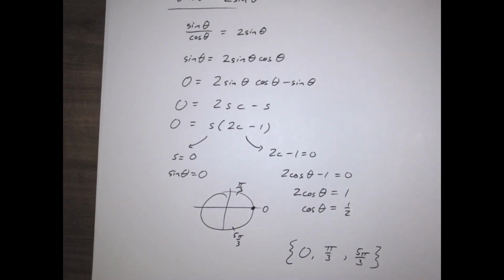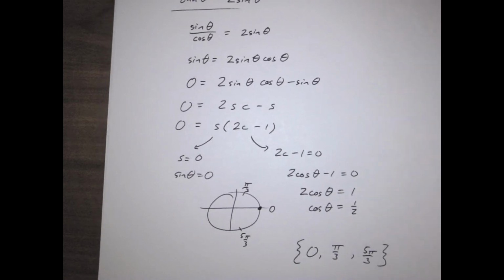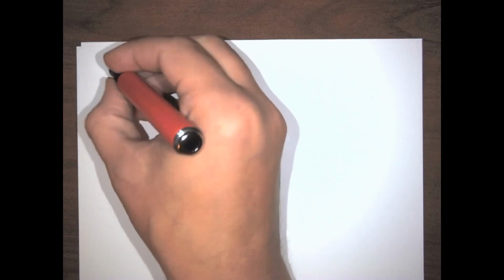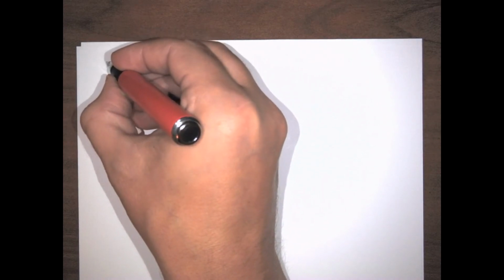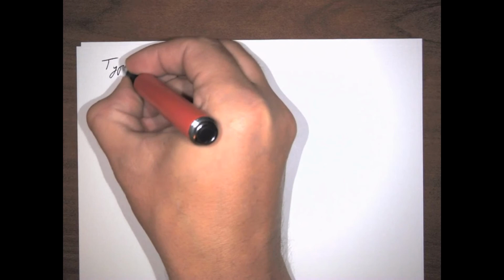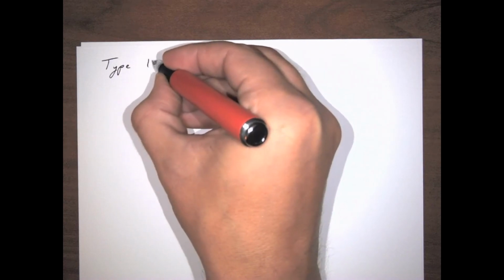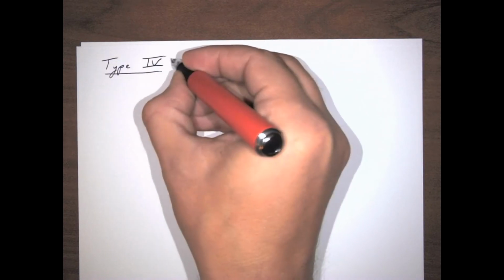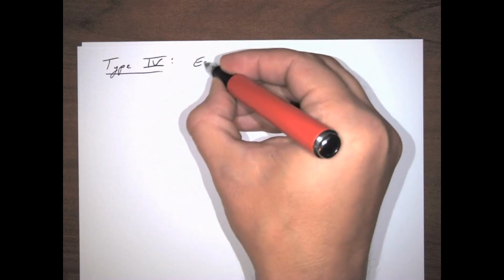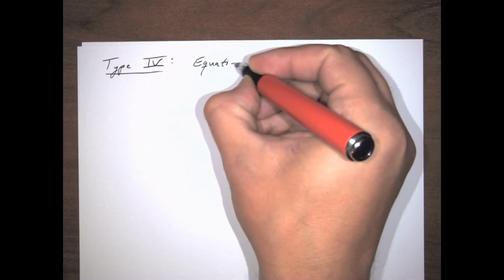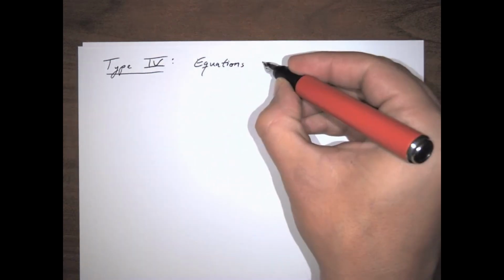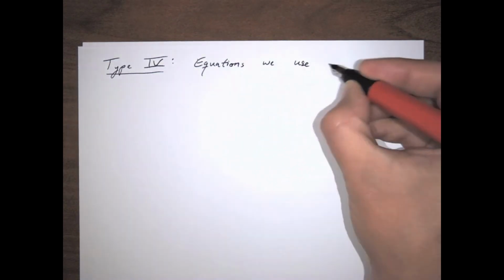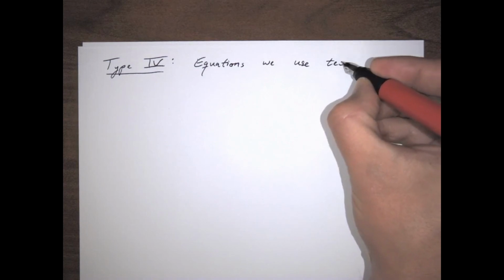Alright, so this was the third type of equation, and now the fourth and final type. The type that is too hard for us to solve by our own native wit and merit. We need the help of technology. So type 4, the final type. These are equations we use technology to solve.